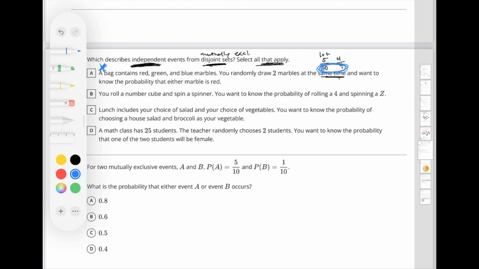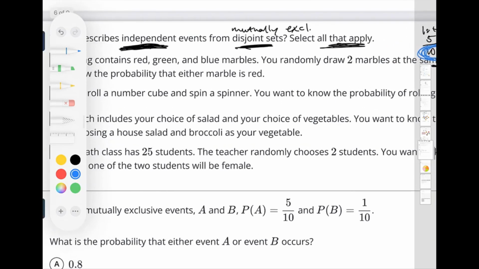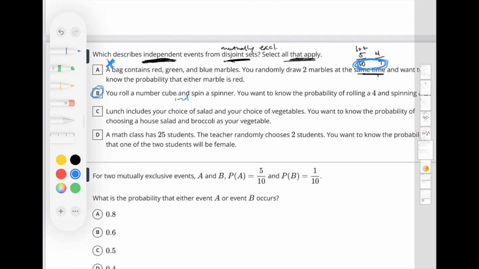B, you roll a number cube and spin a spinner. You want to know the probability of rolling a 4 and spinning a 7. Well, the cube and the spinner are not attached. So these are independent events. So this is one of them.